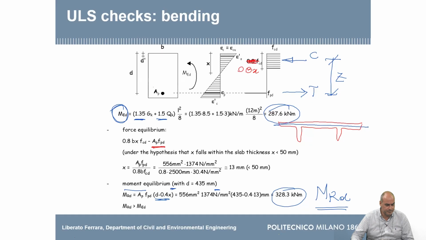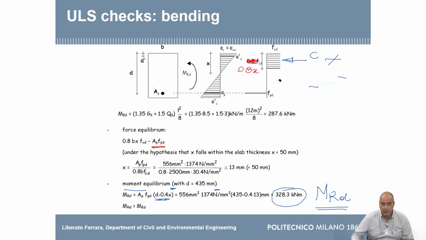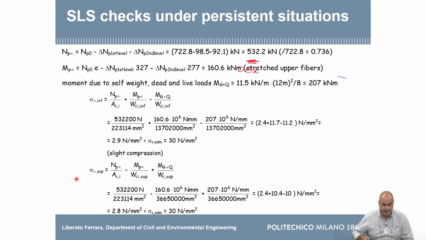But no. So good. Let me clean this. So at ultimate limit state, we have 1.1 safety factor. Okay. Let's go to see what happened at the serviceability limit states.